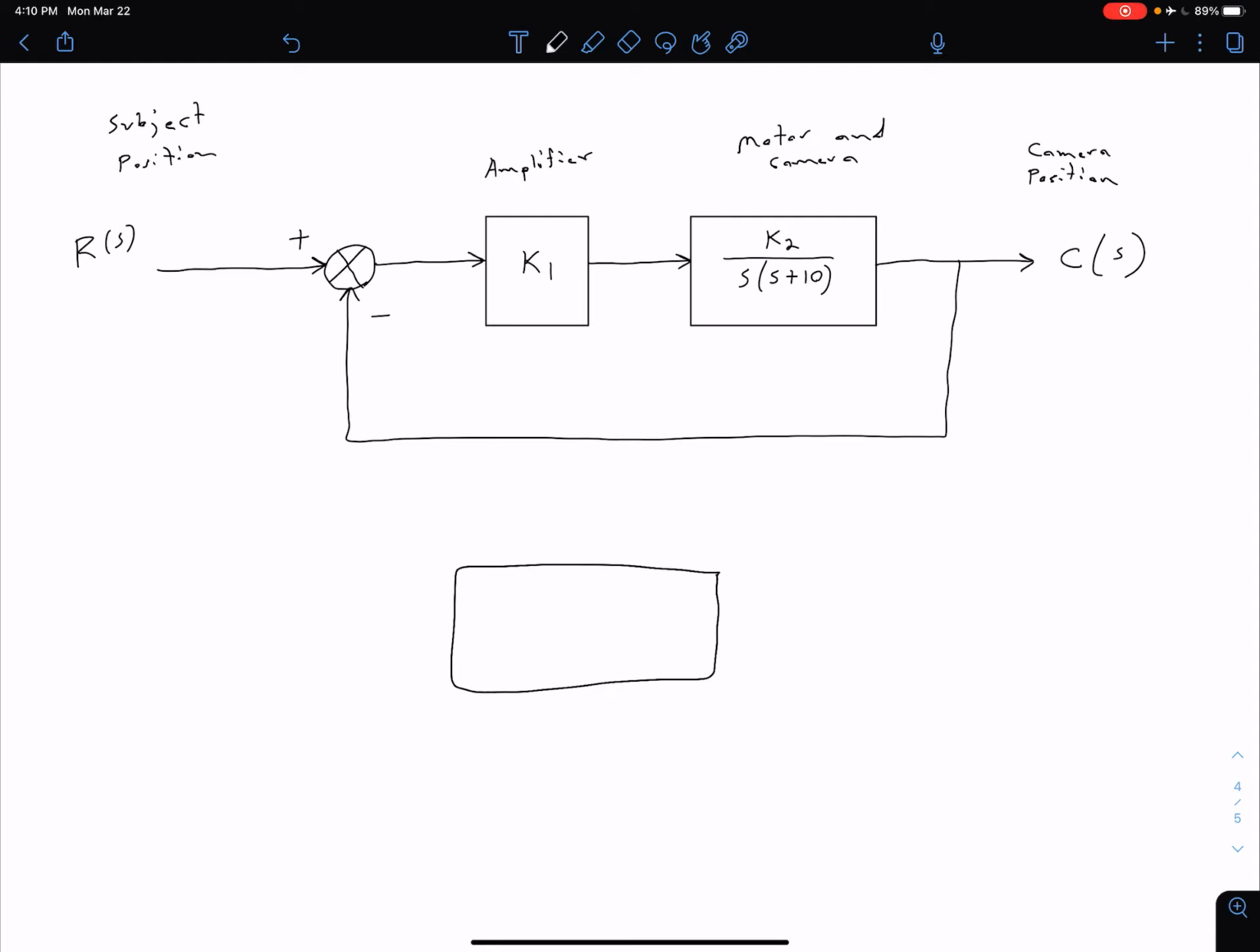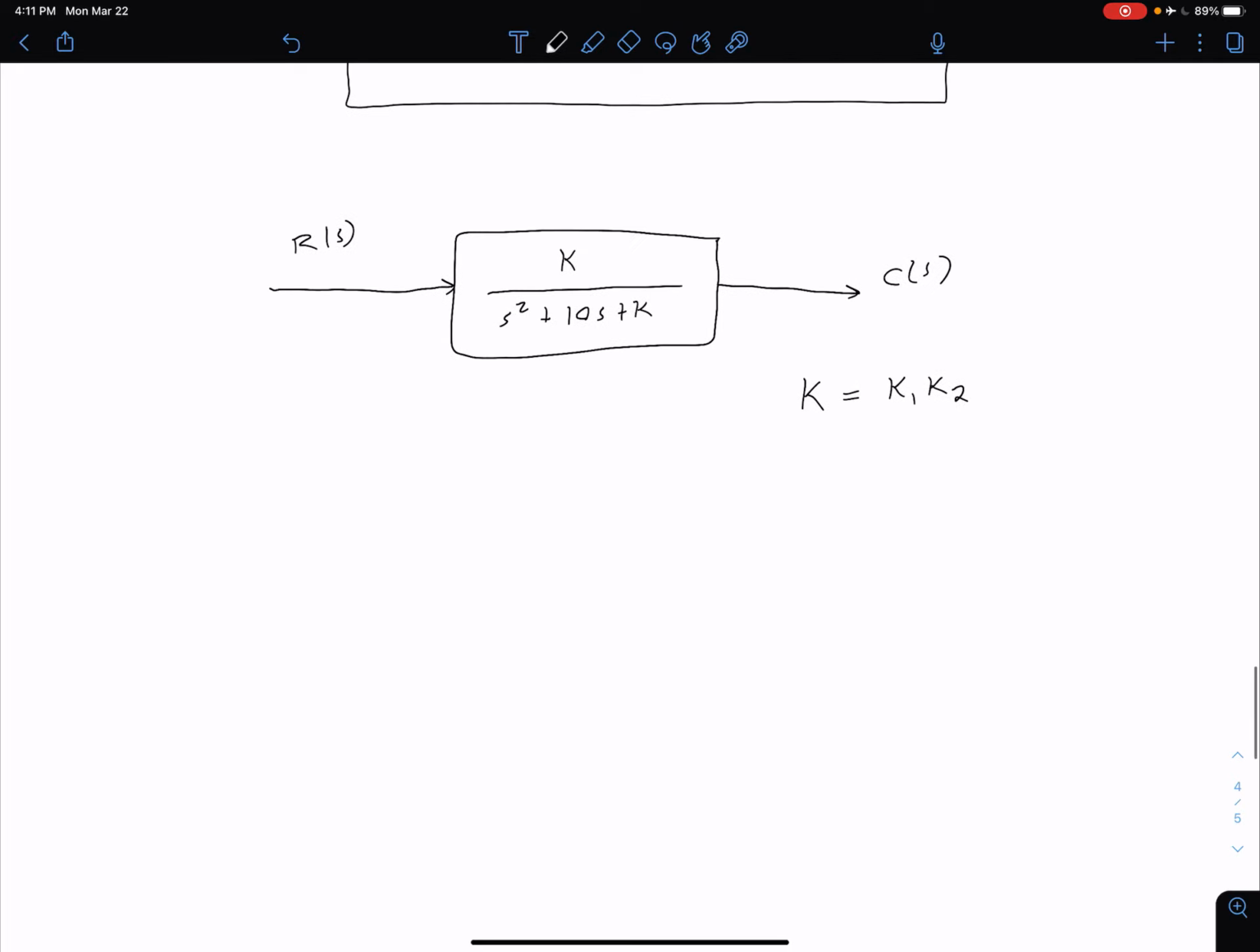That function is just going to be K, and I'm simplifying, I'll define that in a little bit, divided by s squared plus 10s plus K, and we have our input R(s) coming in here on the left, our output C(s) coming out here on the right. In this case, I've just defined K, which is equal to K1 times K2.